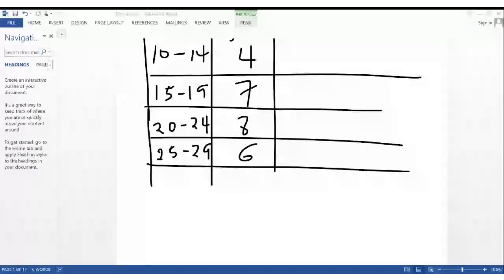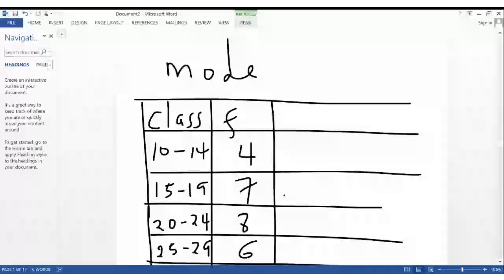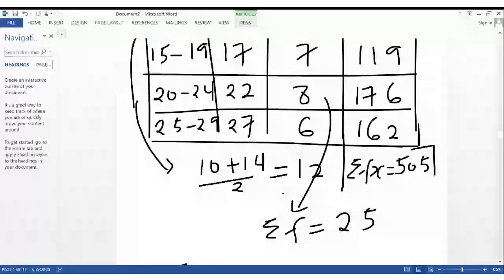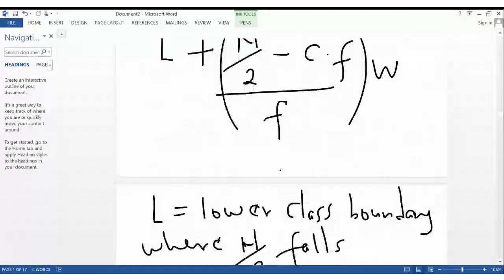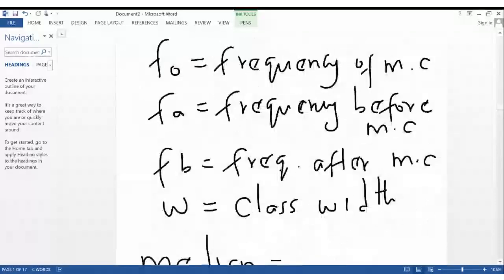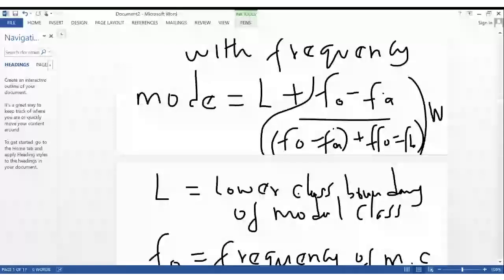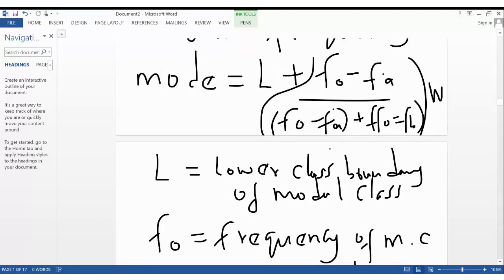And then now, remember on the formula for mode, we did some things here. Let me go back to the formula for mode. The most important things are the FO, the FA, and the FB. Don't worry, I'll show you how to calculate that. But we need W. So let's go back to the data and calculate first of all W.